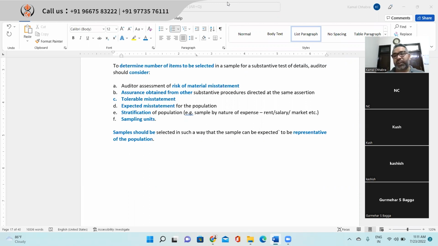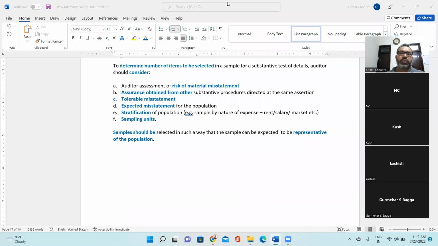The last one is sampling unit. What will be your sampling unit? It can be an invoice, a journal entry, a document number, or a purchase order. So you need to define what exactly your sampling unit is when you're planning to perform the test of detail, right? The sample should be selected in such a way that it can be expected to be representative of the population.